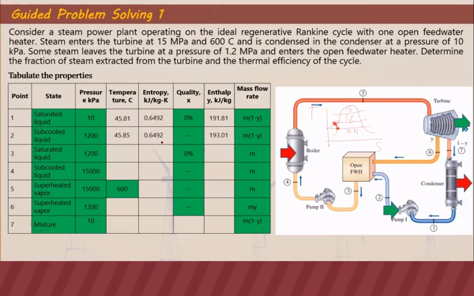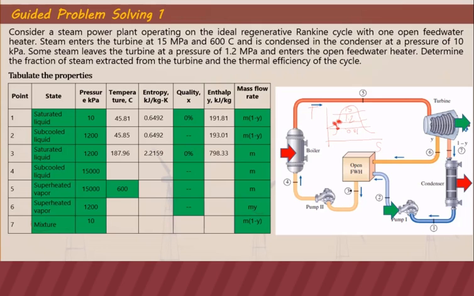Next, at point 3. Point 3 is a saturated liquid at the pressure of the open feed water heater, which is 1.2. So our saturated liquid at that point is here. Since it is saturated liquid, we just automatically use the pressure to get the unknown quantities. So we have the quantities here.